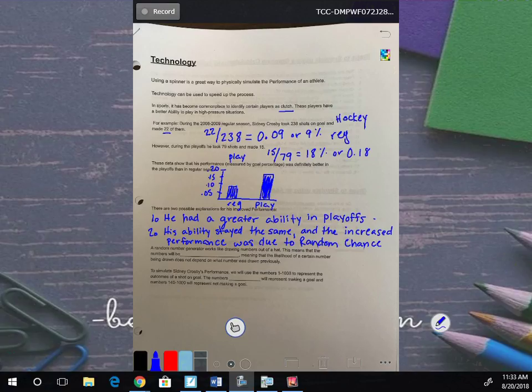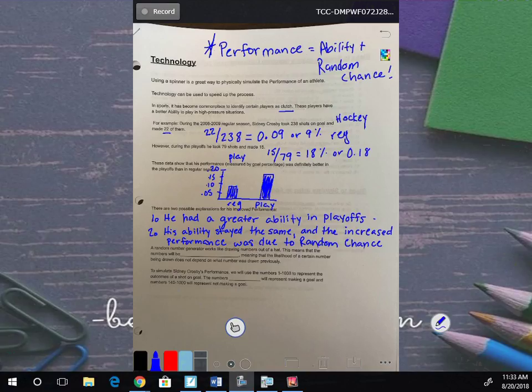Remember, our formula is always going to be performance equals ability plus random chance. This formula is never going away. It will always be here. It is very important that you know what this formula is. Hint, hint. It is very important. Star, cross, perfect. Okay.